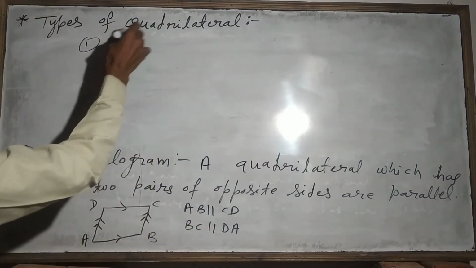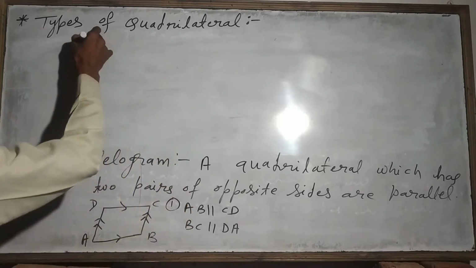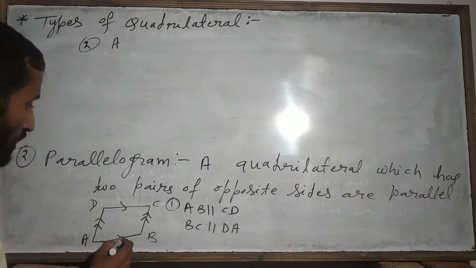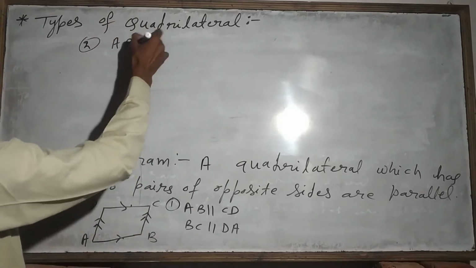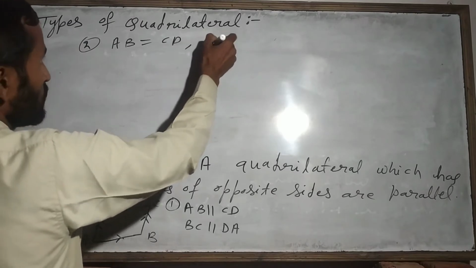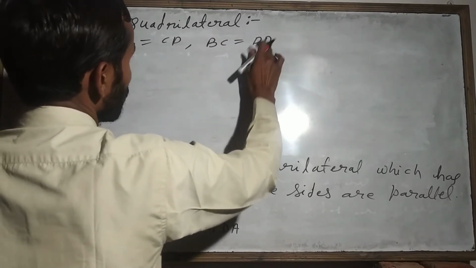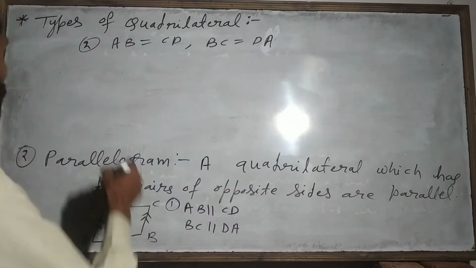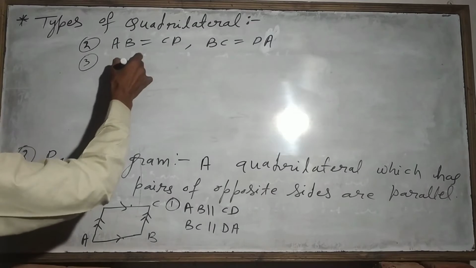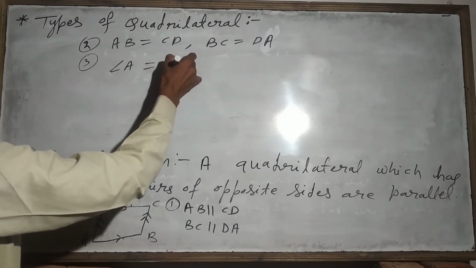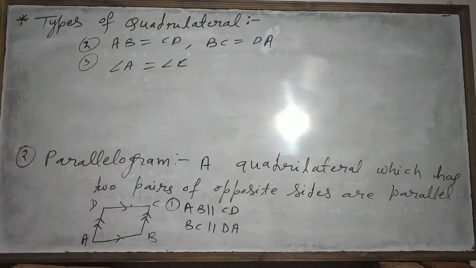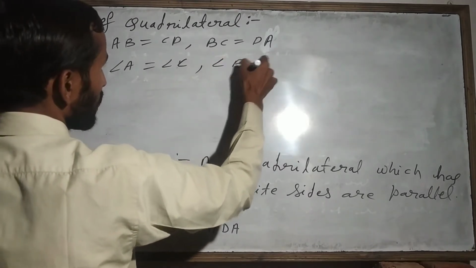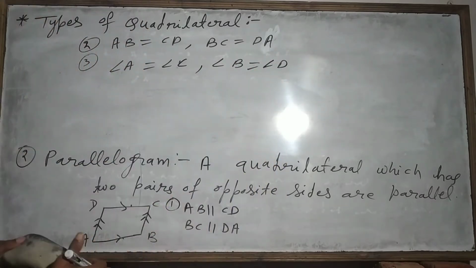First one is this one only. Second one: the sides are also equal, meaning the length of the sides, AB is equal to CD. We will write AB is equal to CD, as well as BC is equal to DA, meaning two pairs of opposite sides are equal. Now the third one: angle A is equal to angle C, meaning opposite angles are also equal, and angle B is equal to angle D. These are the properties of a parallelogram.